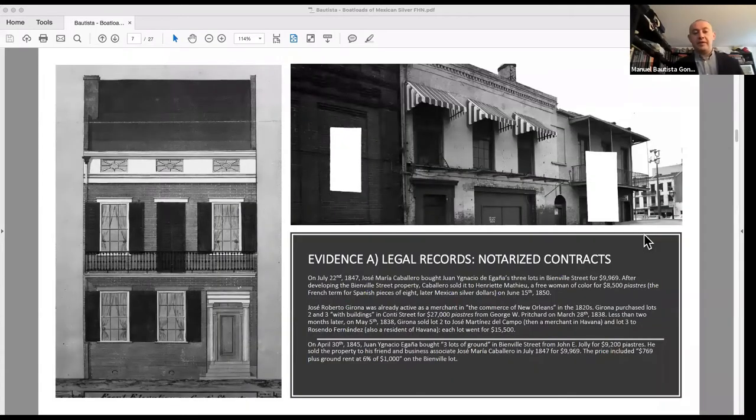So the other type of evidence that one can take a look at is legal records. There are plenty of notarized contracts in New Orleans. New Orleans has notaries because of the French heritage there. And so we have several of these contracts that state the way in which people paid for houses and real estate. So these contracts are very elaborate in the sense that they do tell us if people paid for a house in cash or using credit, paying with shares and notes, because at this time shares and bonds have monetary-like purposes.